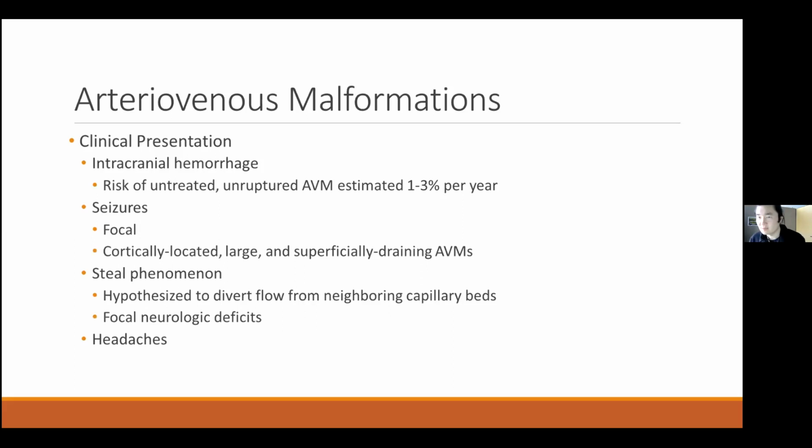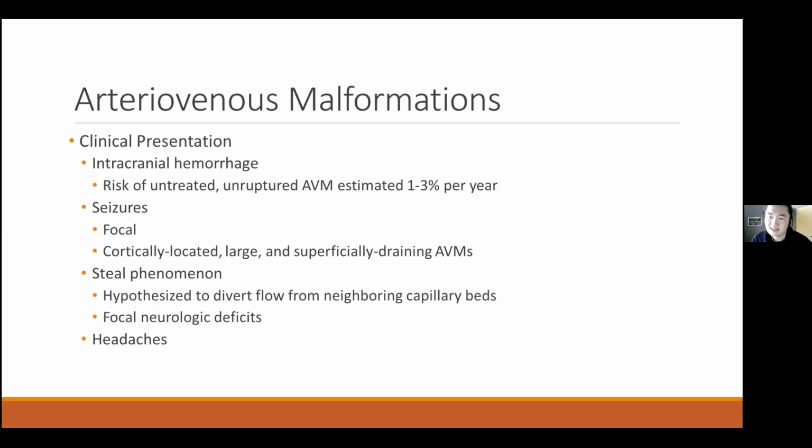So, a lot of imaging, and now jumping into the clinical presentation. As we all know, brain AVMs can present with intracranial hemorrhages, which is often the most devastating consequence. And the risk of untreated, unruptured AVMs is estimated to be about 1 to 3% per year, based on an abundance of case series and observational data.